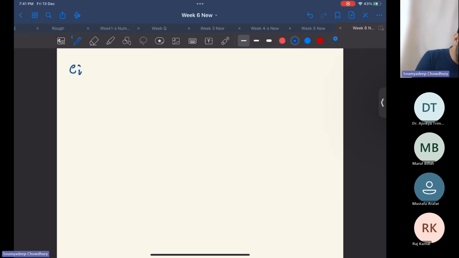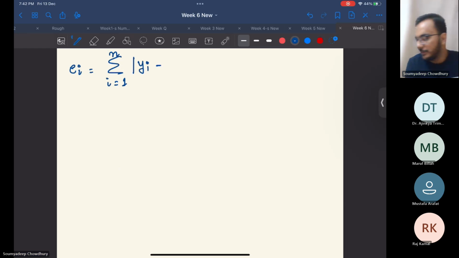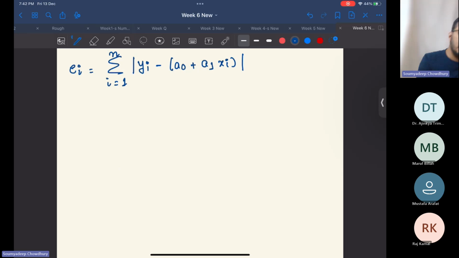So your error formula will be the summation from i equals 1 to n, where n is the number of data points, of the modulus of yi, that is the y true, minus the equation of the line, that is a naught plus a1x. So this is one formula for error. Or if you want a better approximation of the error, this is the total error, right? The total error.